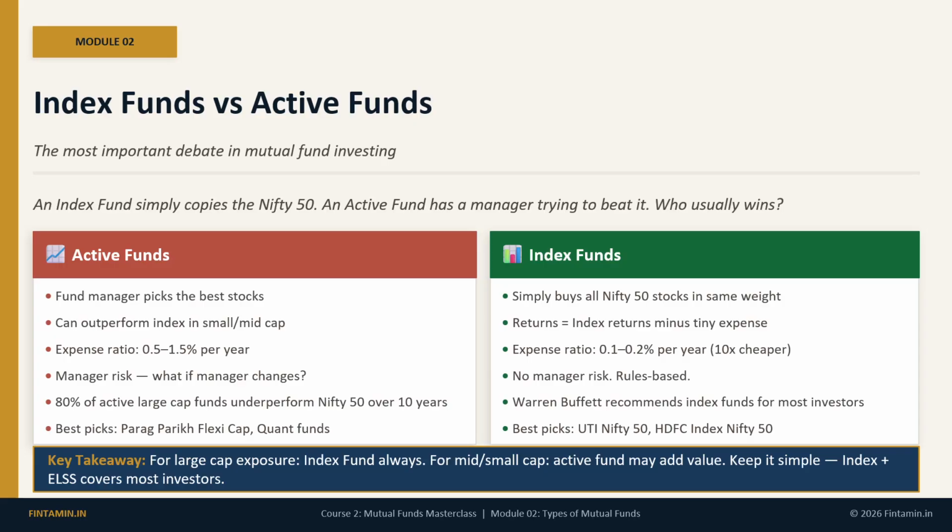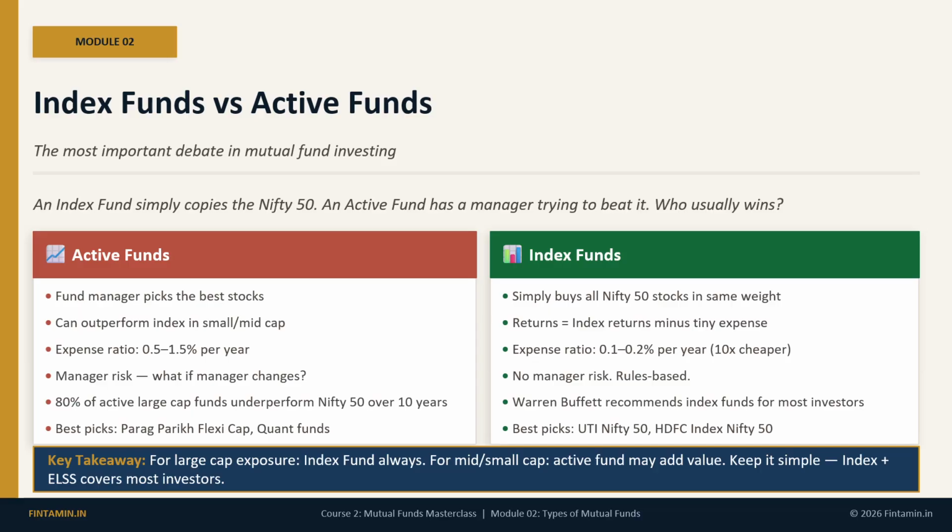My recommendation: use a Nifty 50 index fund as your core holding, 50 to 60% of your equity allocation. Then selectively add active mid cap or flexi cap funds for the rest. Now let us learn how to evaluate any fund before you invest in it.